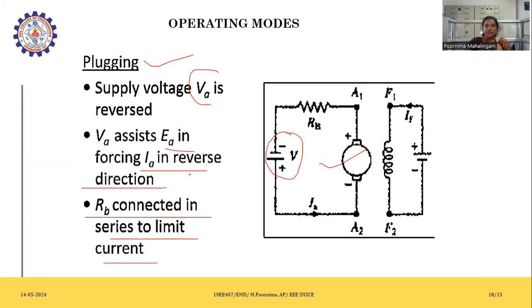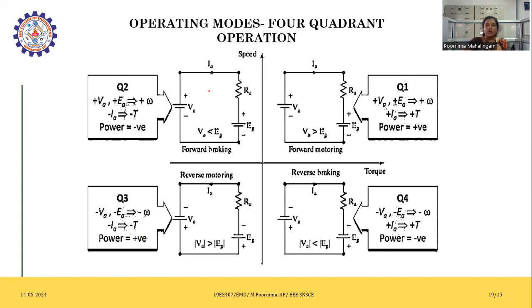Now coming to the four-quadrant operation mode. Here we can see the complete four-quadrant operation mode. The first mode is the forward motoring mode. Here both the current and voltage are forward, and the torque and speed are also positive. We can see the power is positive: voltage and current are positive, so obviously the power is positive.